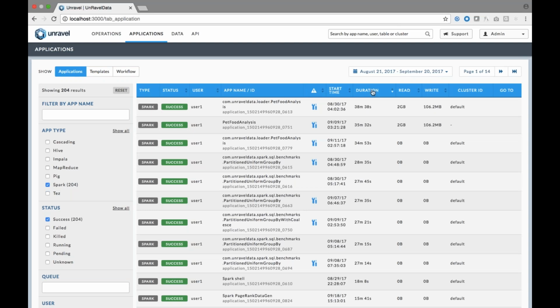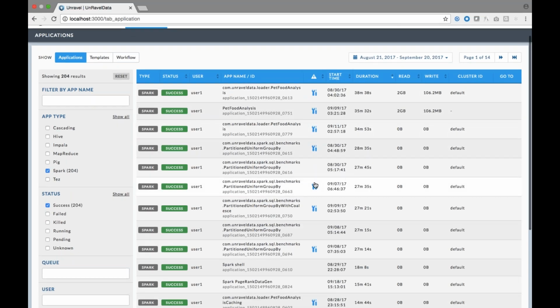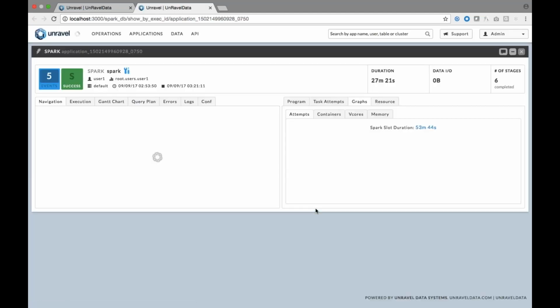Let's sort by duration, for example, to find out which are the applications that could be running for a long time or consuming a lot of resources on my cluster. As you can see here, whenever Unravel analyzes an application, it provides tuning suggestions. It automatically analyzes these applications, and that is what you see as this badge right here. Let's jump into one of these applications.